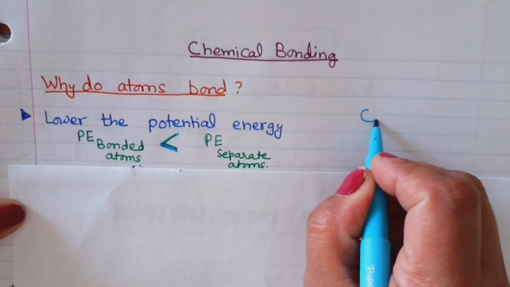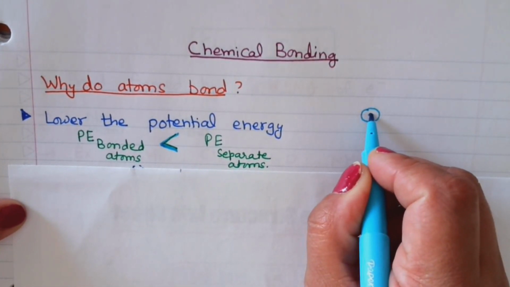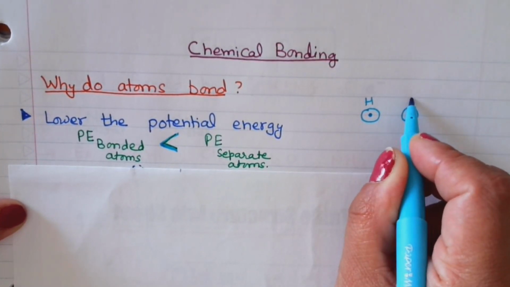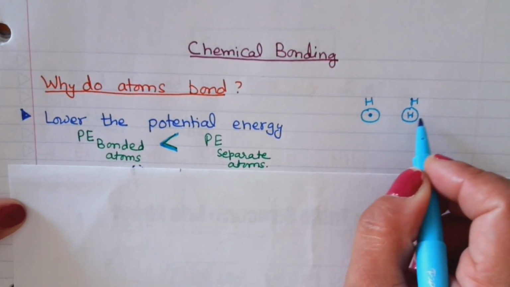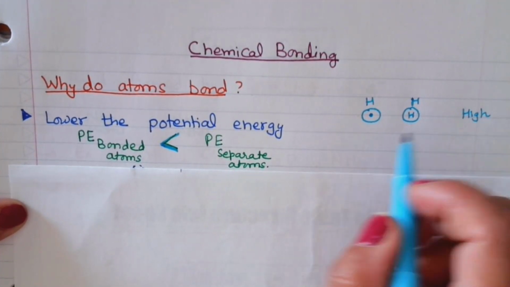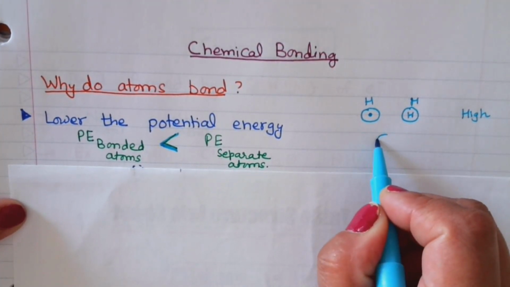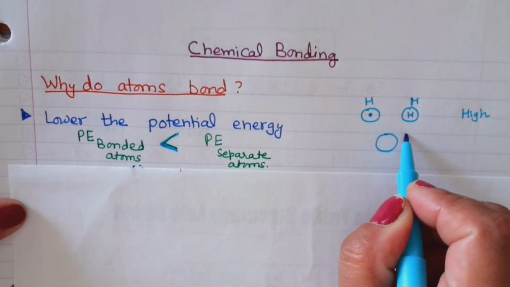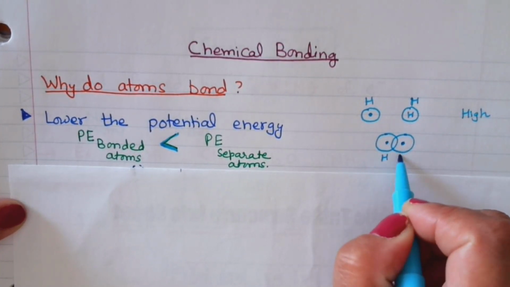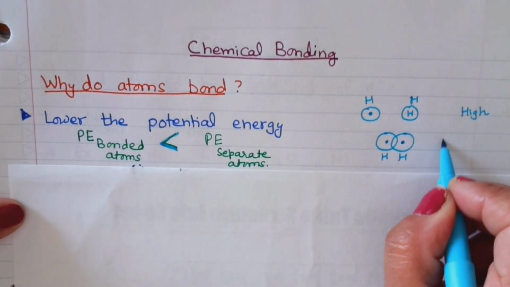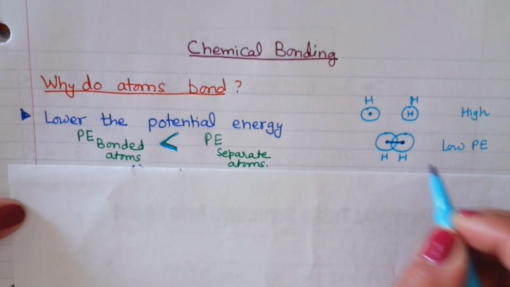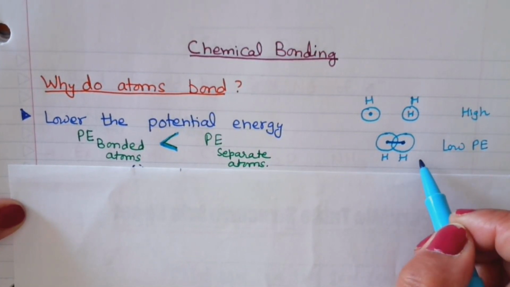For example, if we have two hydrogen atoms, this is hydrogen atom 1 and this is hydrogen atom 2, right? These two have high potential energy when they are separate. But when they bond together, their electron clouds overlap. So this is their overlapped clouds, right? Then they have low potential energy. So this is the chemical bond formed between two hydrogen atoms.